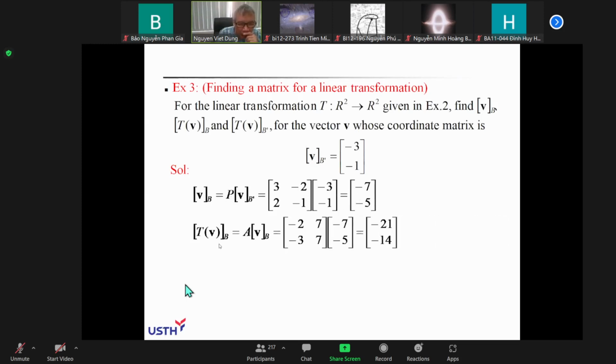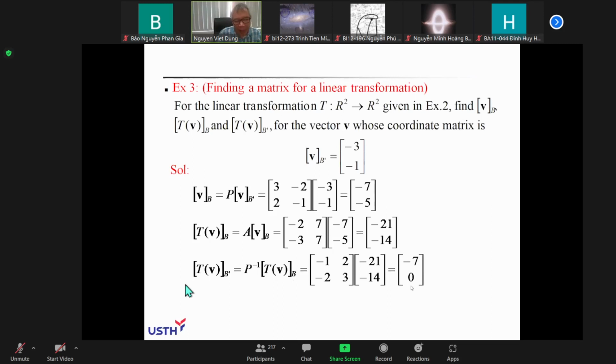The next one, we do the same way. We have A already, so we multiply them together and you get that thing. And the last one is here, T V of B prime, you can get that thing. Now you need to change from the basis B into B prime, so we need to apply the P inverse to get that one. So that is what I want to tell you, or you can verify with that one.